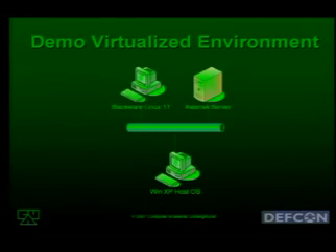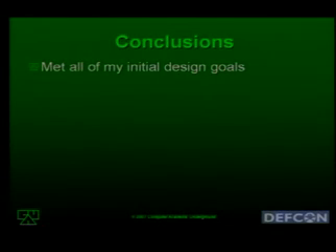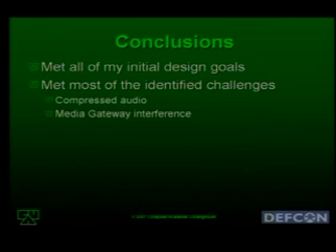So some conclusions. Basically I met all of my design goals. I met most of the challenges that I identified. The two that I didn't tackle were the compressed audio and the media gateway interference. I planned to work on both of those. The compressed audio should be pretty straightforward. You just need to create uncompressing and compressing functions. The media gateway one will probably be a little more difficult.